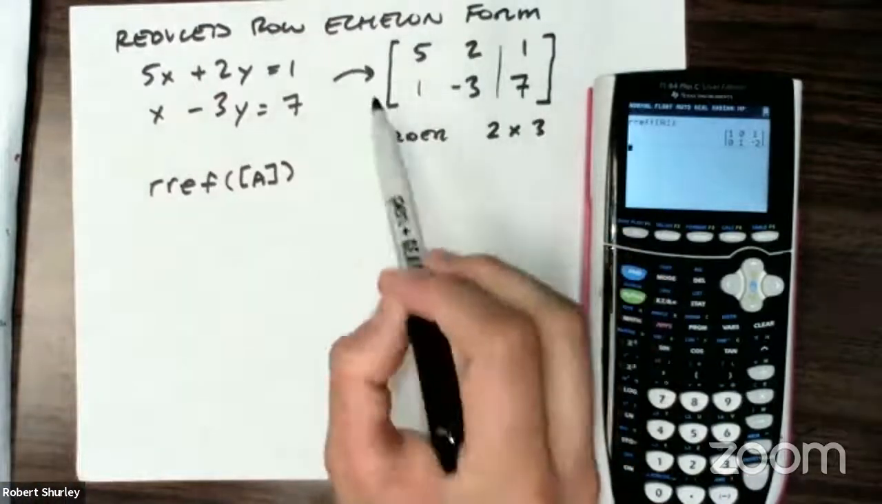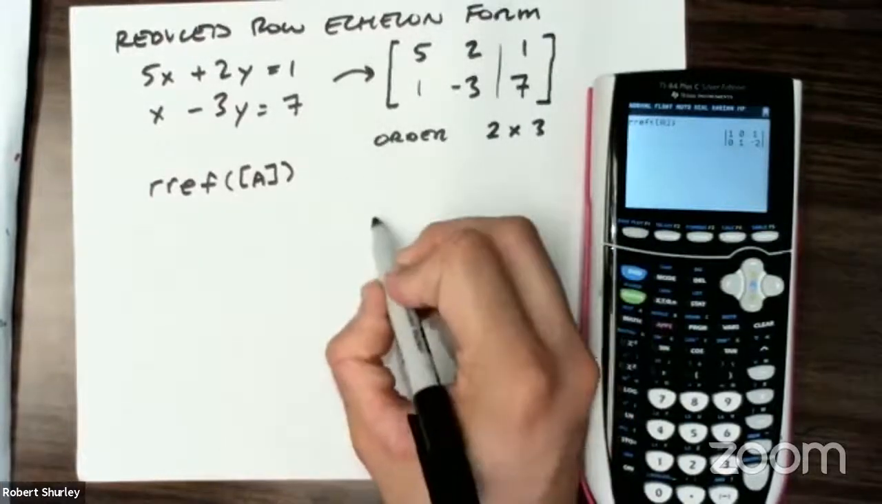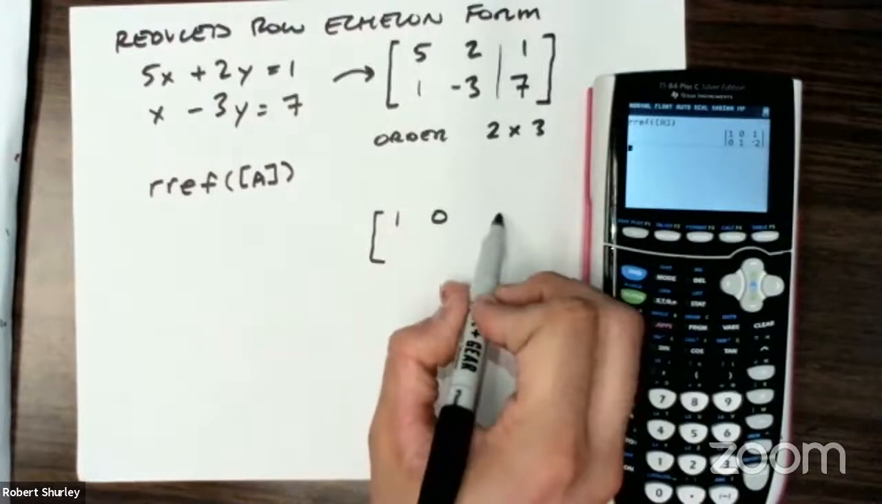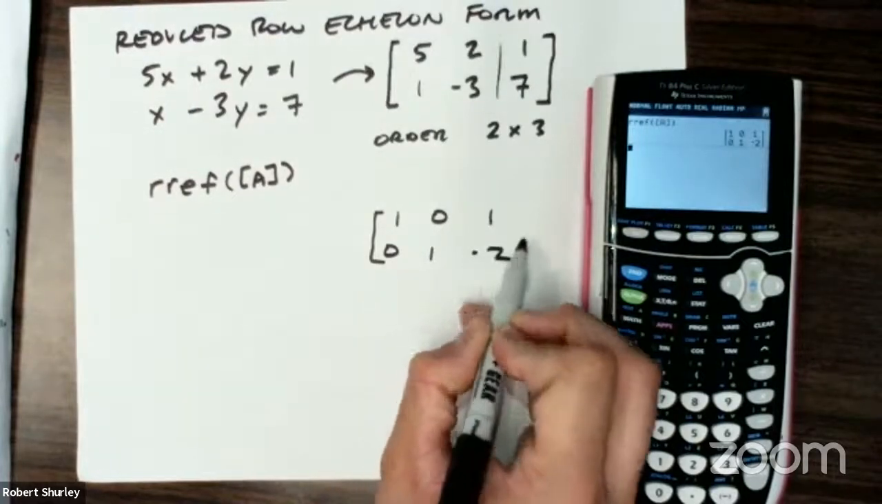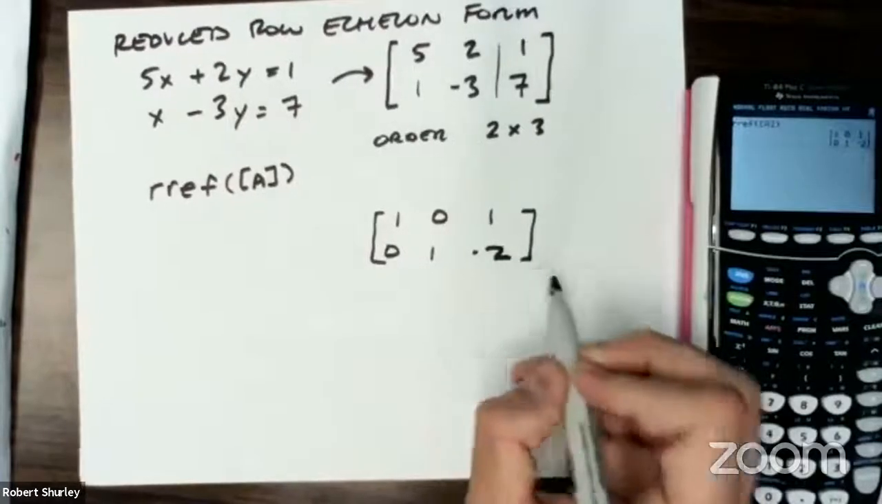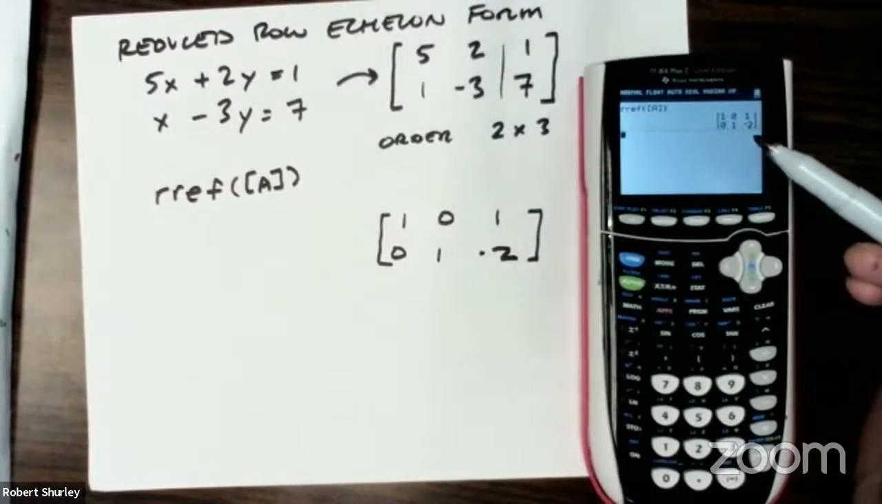Okay, so this system of equations in reduced row echelon form is 1, 0, 1, 0, 1, -2. Okay, it's hard to write right there. 1, 0, 1, and 0, 1, -2.